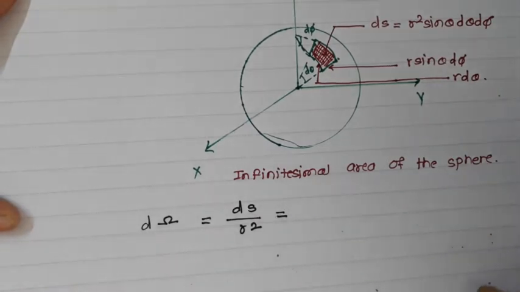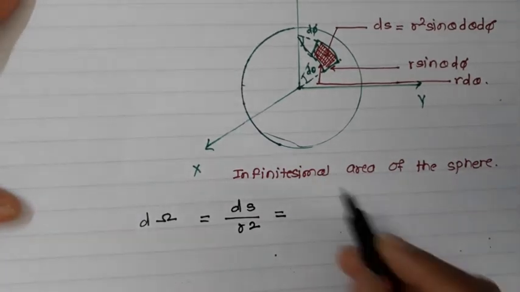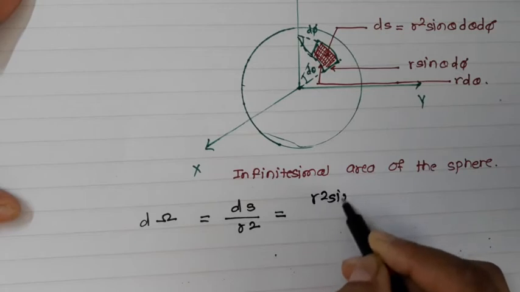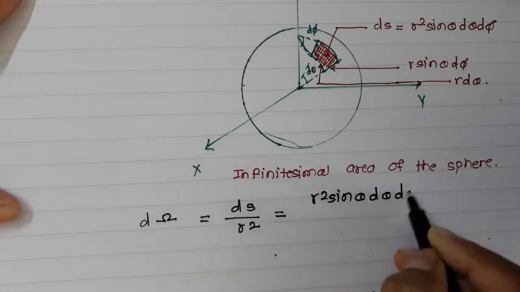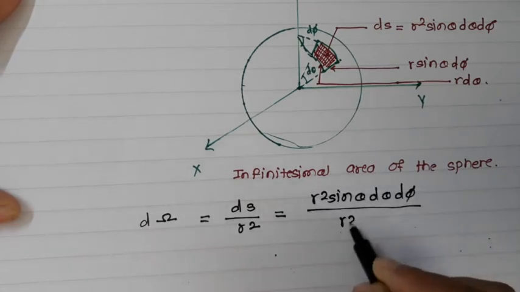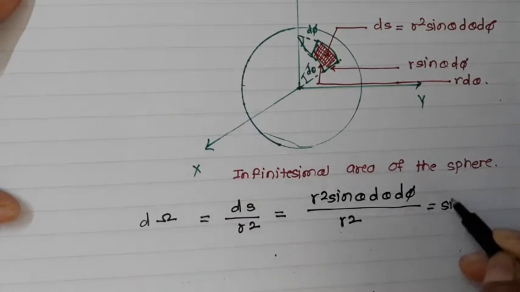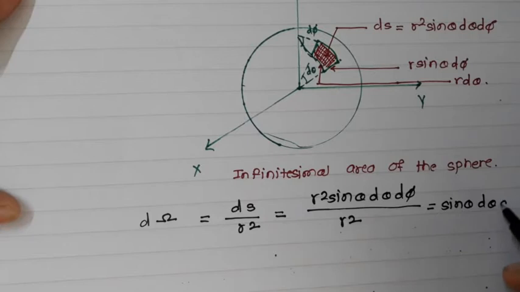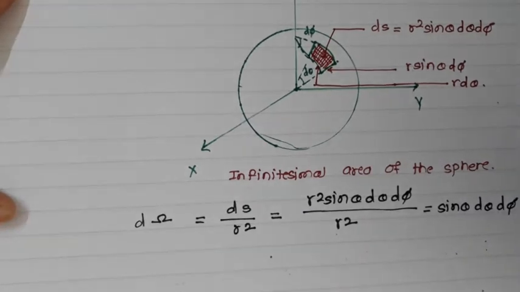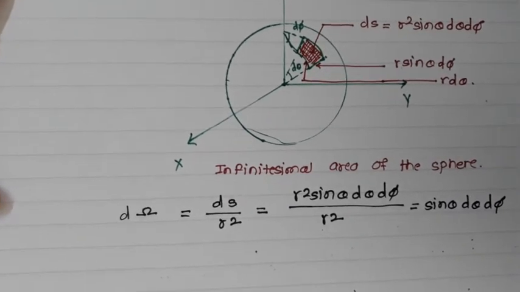So as we know that the incremental area is given by r square sine theta d theta d phi, divided by r square, I get d ohm as sine theta d theta d phi. So this is how I calculate the total solid angle subtended by this area. This is called the incremental solid angle for an incremental area ds.